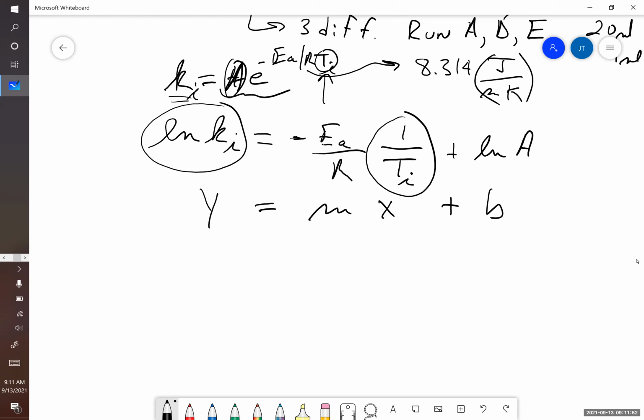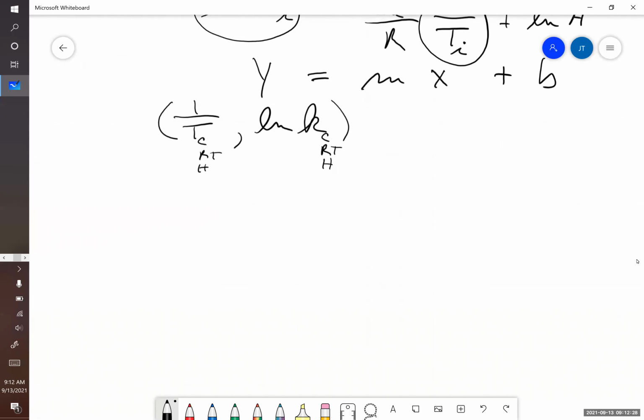Anyway, the 3 points that you're going to look at is the 1 over T versus ln K for the hot, cold, and room temperature. So we'll go cold, room temperature, hot, cold, room temperature, and then the hot room temperature. All right. Now, if I make a plot of this, which you're going to do, it should look something like this.